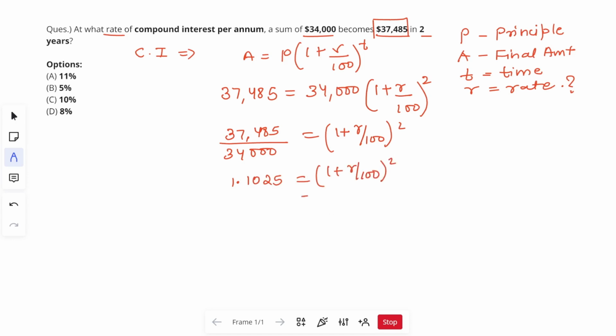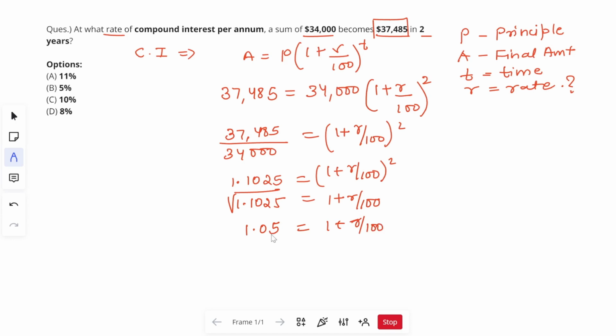To solve it further, since this is squared on this side, we can write it as the square root of 1.1025, and on the other side we have just one value, since we are not taking the square now. If you solve it further, this is going to be 1.05, and this is 1 plus R by 100.